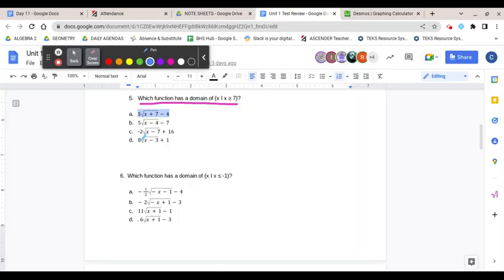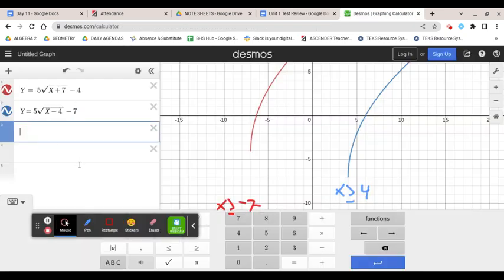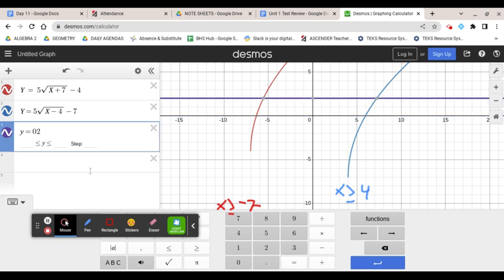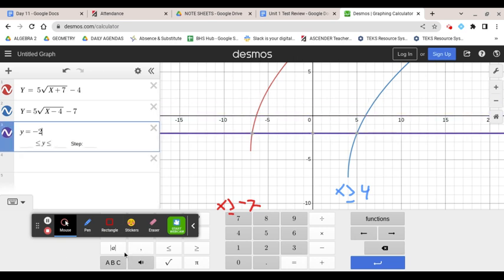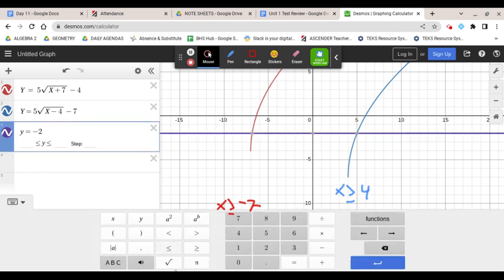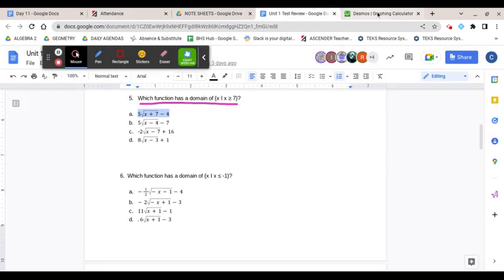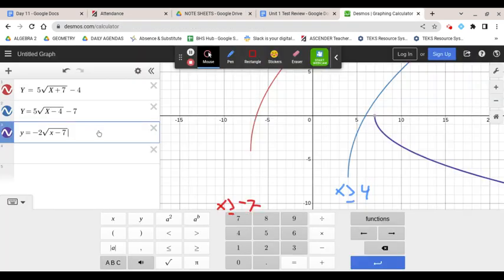Let's try the next one. Negative 2 root x minus 7 plus 16. So we have y equals negative 2. This thing keeps getting in my way. Root x minus 7 and then plus 16.